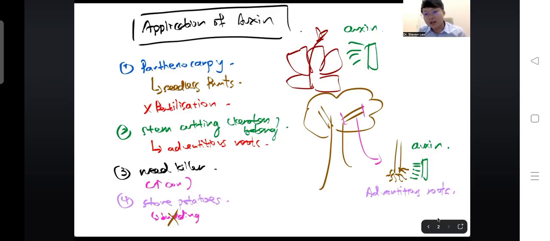Okay, so this is auxin. Last week we talked about ethylene, so I won't talk about that again. We will just move on to talk about 2 more hormones. One is gibberellin.